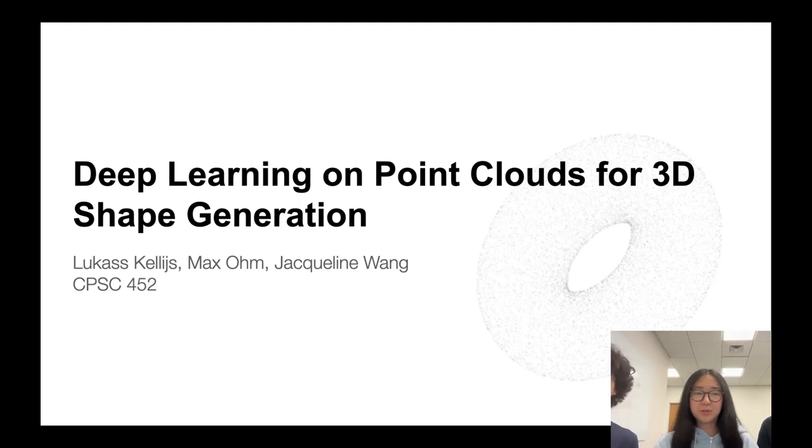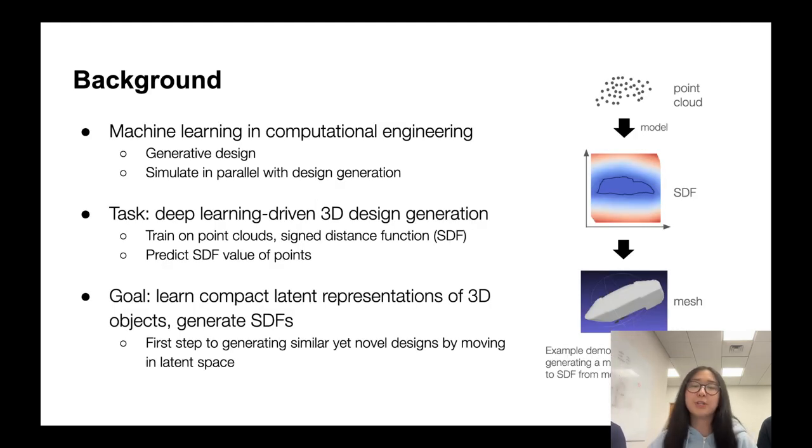Hey everyone, this is our final project for CS452, and our topic is deep learning on point clouds for 3D shape generation. The background for this is basically trying to use machine learning and computational engineering. The idea is being able to generate lots of designs with little human effort in an iterative, nice process, and be able to do, for example, simulations on these designs in parallel with generating new ones.